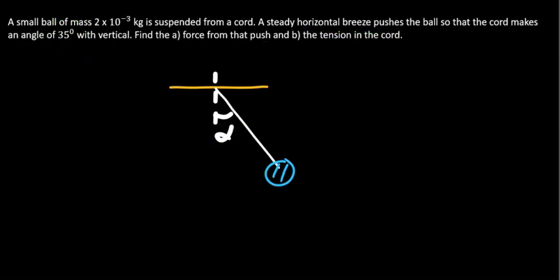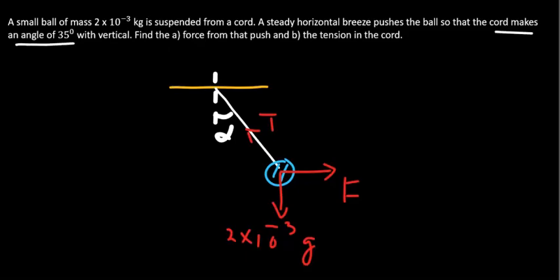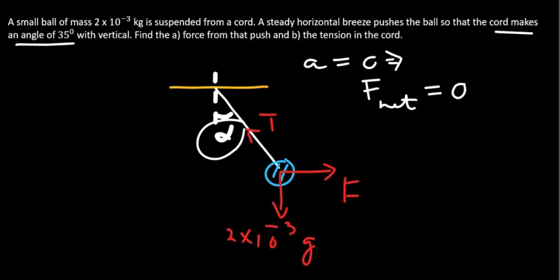So let's look at all the forces acting on this ball. One is of course its weight, and we know it is 2 times 10 to the power minus 3 kg times gravitational acceleration. The other one is the horizontal push from that breeze, let's call it F. And the third force is the tension in the cord, let's call it T. The ball is not moving because the cord always makes an angle of 35 degrees with vertical. Alpha is always 35 degrees. So that means it's stationary, then the acceleration is 0. What that means is the net force, according to Newton's second law, has got to be 0 in all directions.